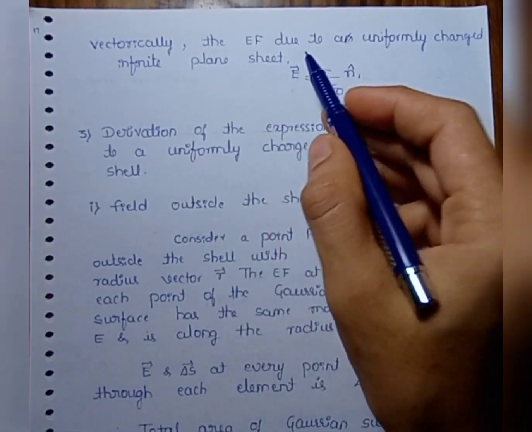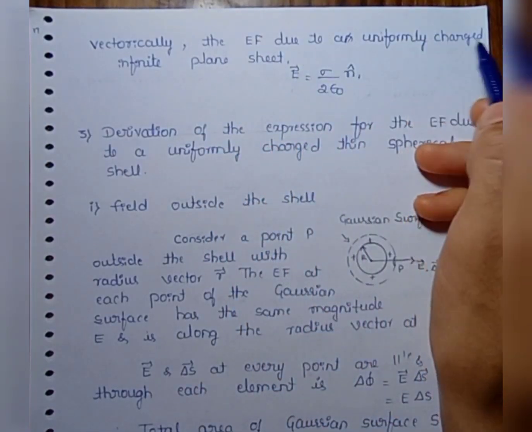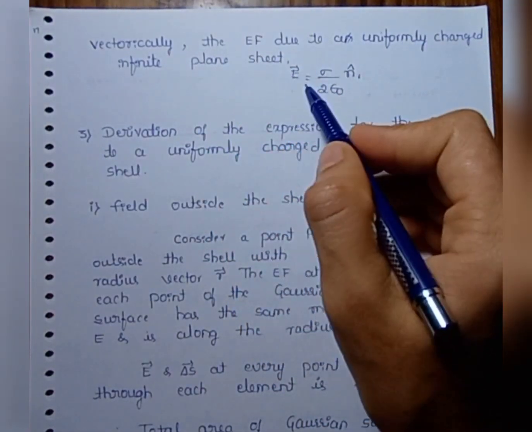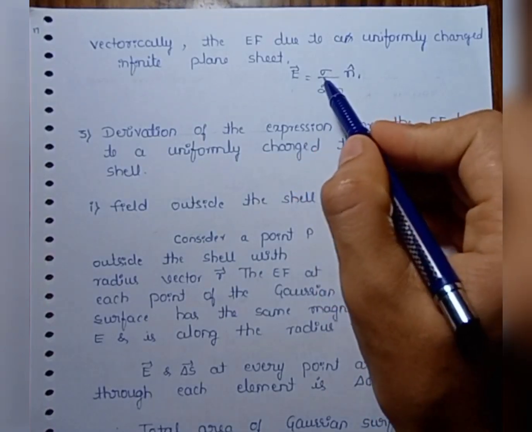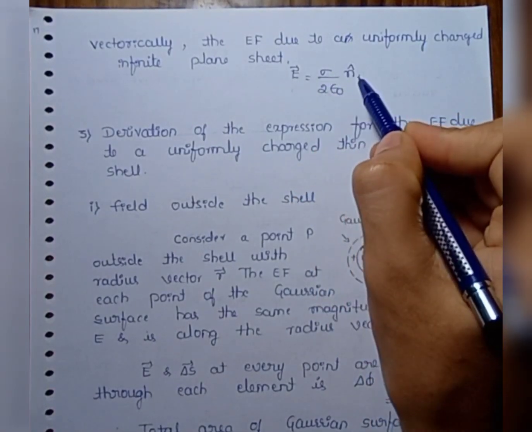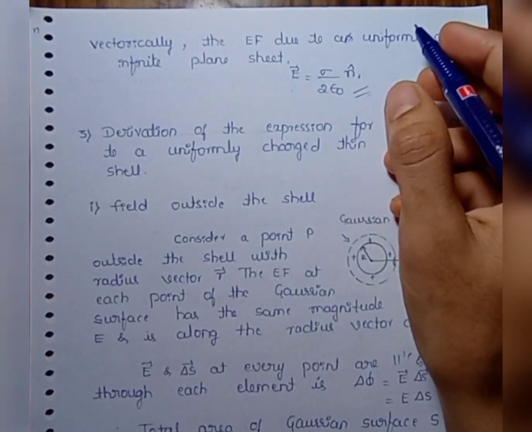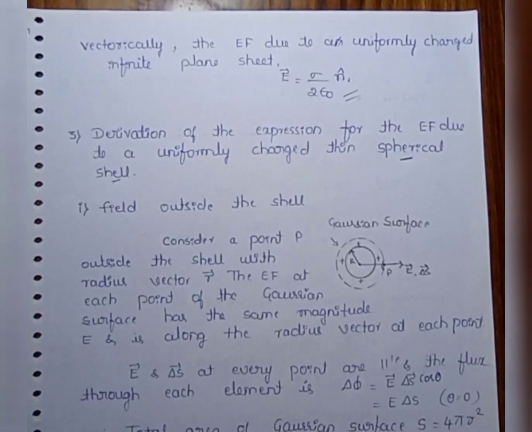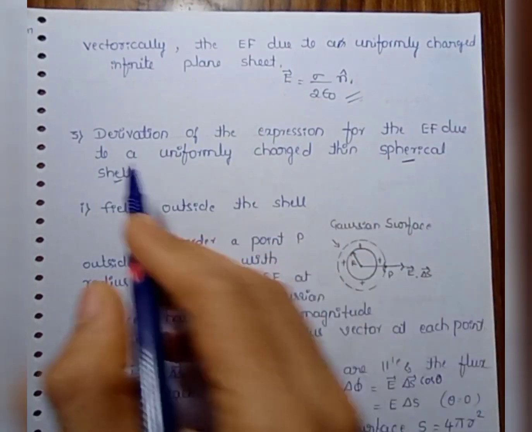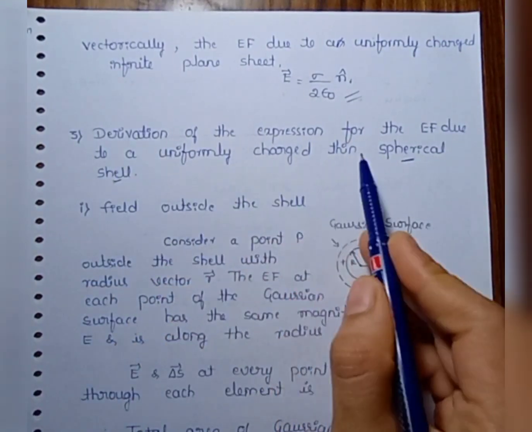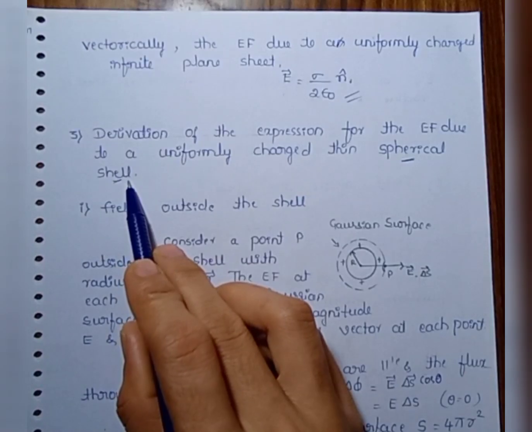Vectorially, the electric field due to a uniformly charged infinite plane sheet can be written as E is equal to sigma divided by 2 epsilon naught into n cap. And this one is also important for 5 marks. Next one is the derivation of the expression for the electric field due to a uniformly charged thin spherical shell.